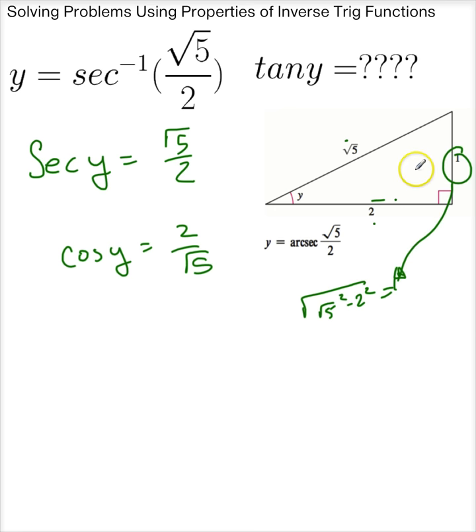As soon as I've drawn my triangle, I can find sine, cosine, cosecant, whatever. So the tangent of y has to be opposite over adjacent. So 1 over 2.